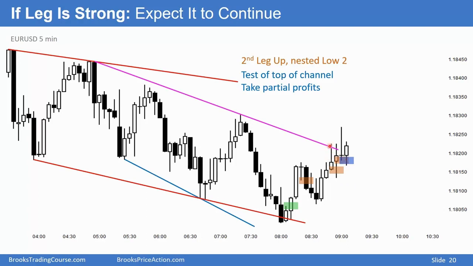A micro double top, up and down, and then up and down at a resistance level, the top of a channel, and a lower high. Just like here was a reasonably strong leg up, we reverse down. You have to be open to the possibility that another strong leg up and we reverse down to another new low. At this point, I think it's more likely that we will not reverse down to a new low and that we'll either stay sideways or continue higher.